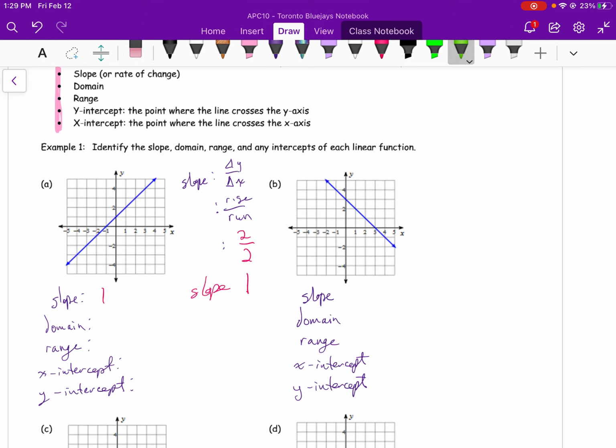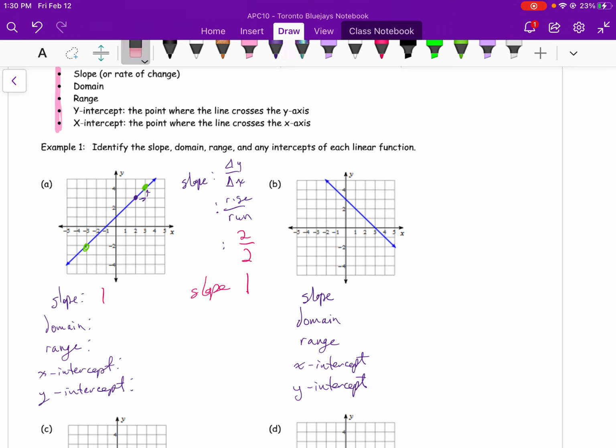You could really choose them between any 2 integer coordinates, here and here, say. Or even here and here. You would say that your rise is 1, and your run is 1. 1 over 1 is 1.